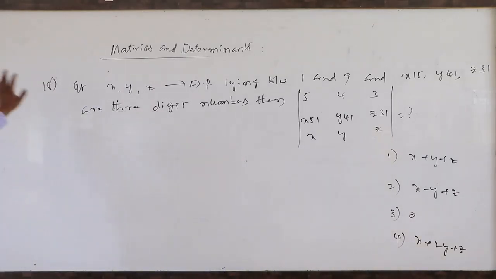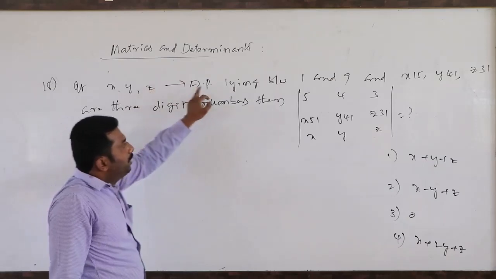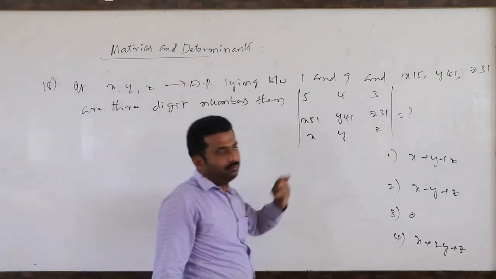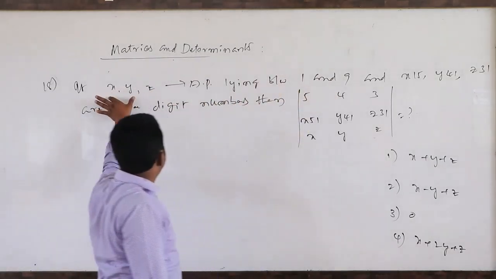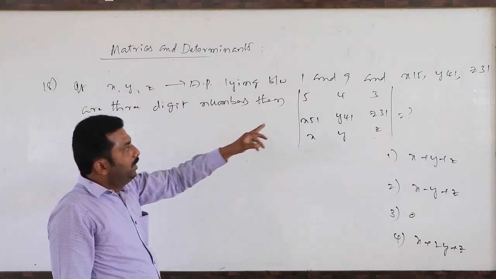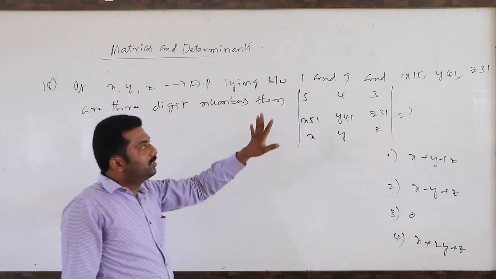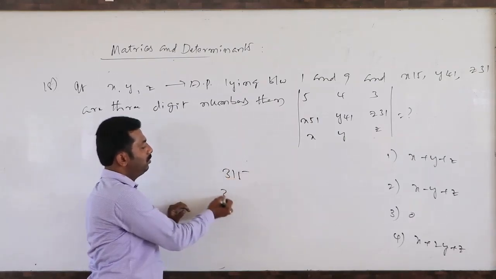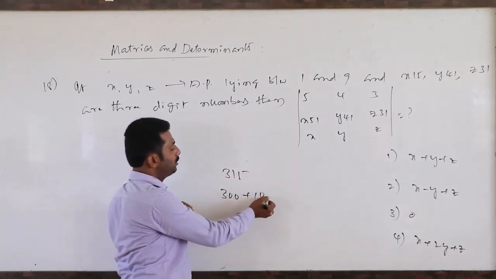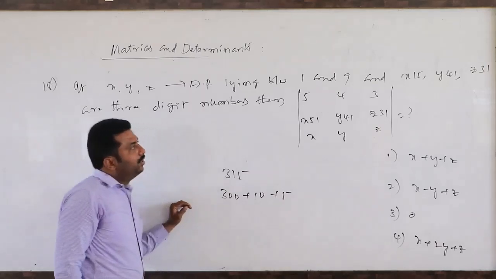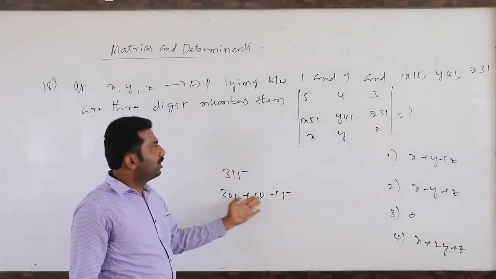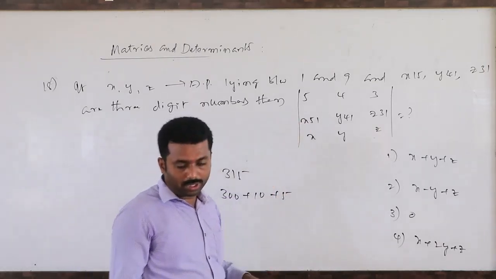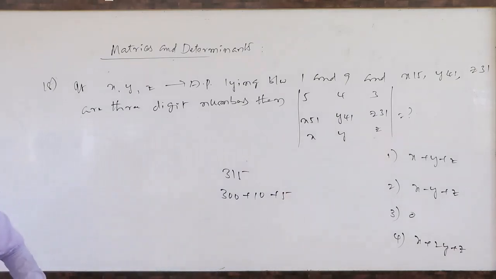See here, x, y, z are integers in AP lying between 1 and 9. X15 means this is a 3-digit number. Suppose 315 means how to write, 300 plus 10 plus 5. So like that, x100 plus 10 plus 15 we have to write. So that is the question they are asking.